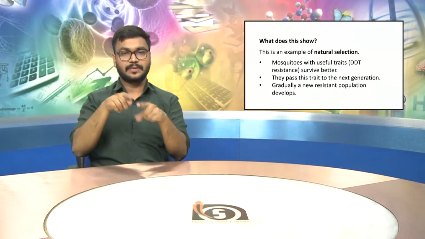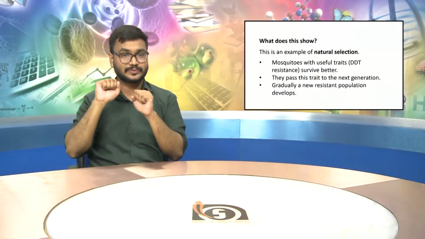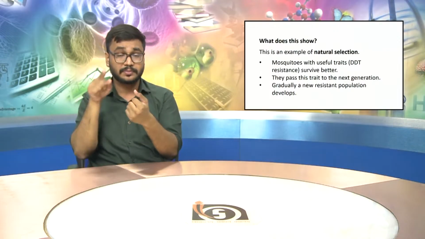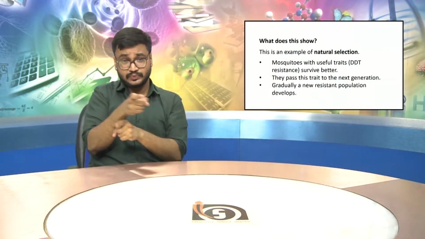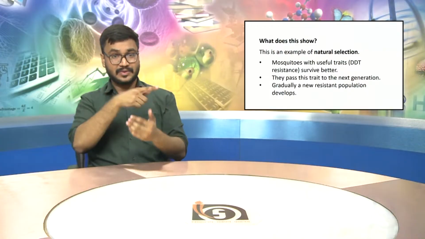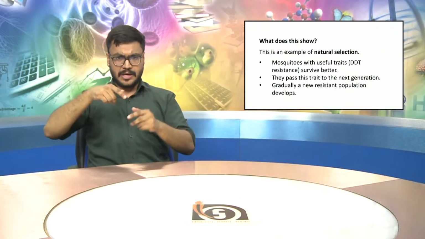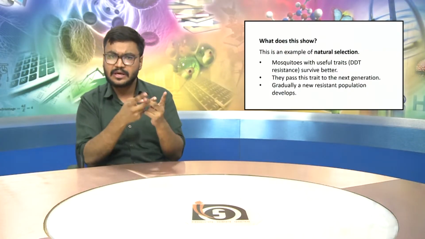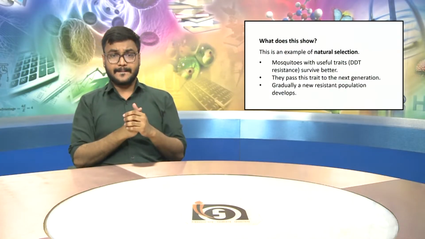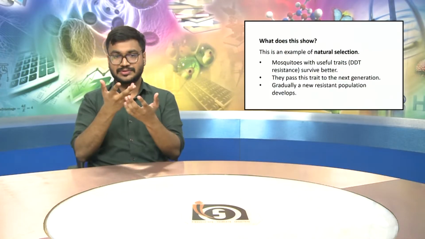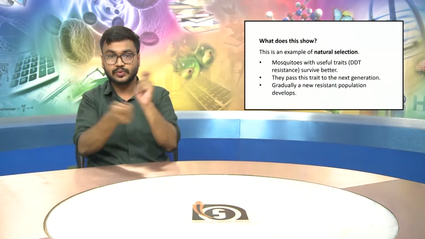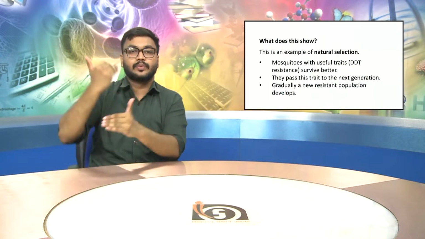What does this show? This shows natural selection, which says that mosquitoes with useful traits survive better and they pass this trait to the next generation, and gradually a new resistant population develops.